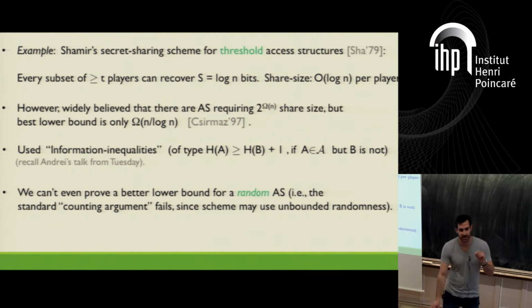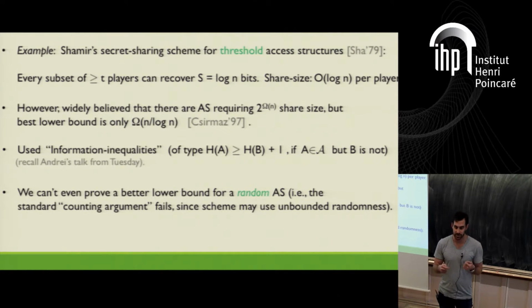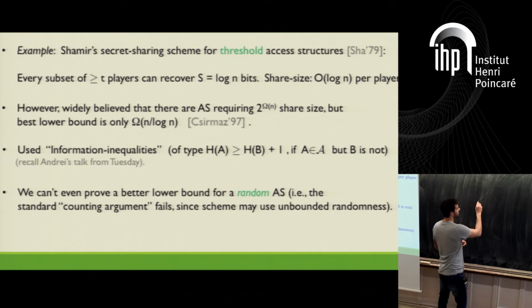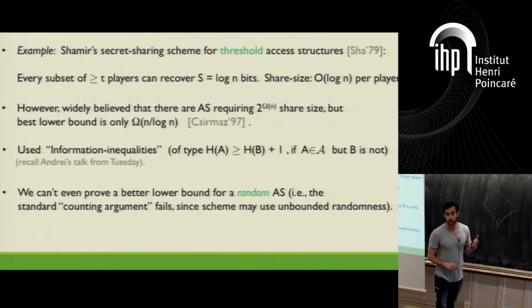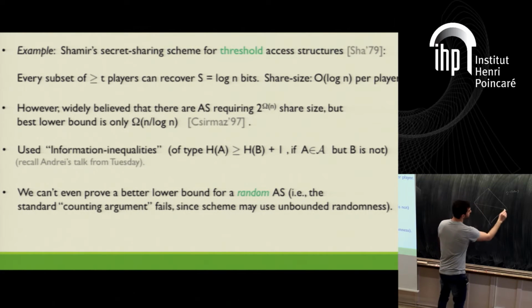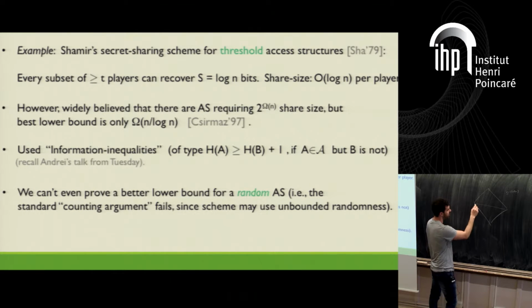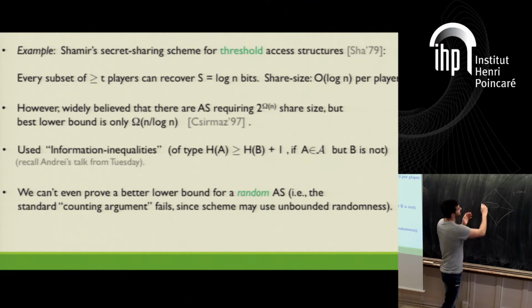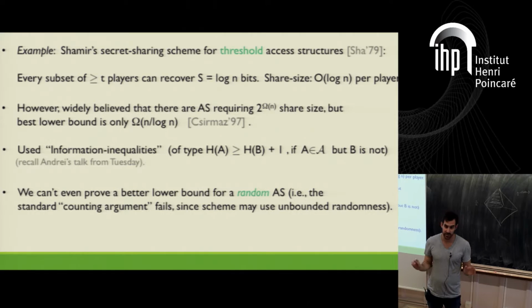Oh, so let me just tell you the candidate hard access structure. It's very natural, actually. People conjecture that the following randomized access structure requires exponentially many bit size shares. What you do is just focus on the middle layer of the lattice: all possible subsets of n over 2 players, and just pick half of them at random. Does it make sense? And then, of course, take the monotone closure over it. Okay, so that's a well-defined access structure.